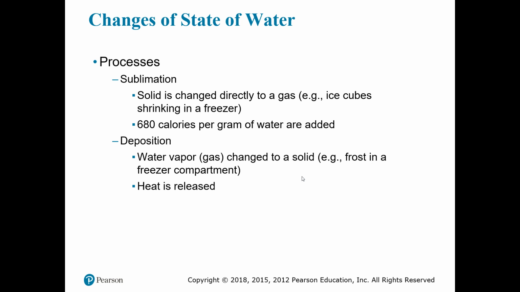Sublimation is when solids change directly to a gas. Okay, this happens sometimes. You might notice especially if you haven't been in your freezer bin, your ice cube tray for a while, you might notice that over time they actually shrink in the freezer. Your ice cubes will shrink. In order for this to happen, notice that it's the 600 calories plus the 80 calories that we previously talked about of energy that had to be taken up by that solid in order to convert to a gas.